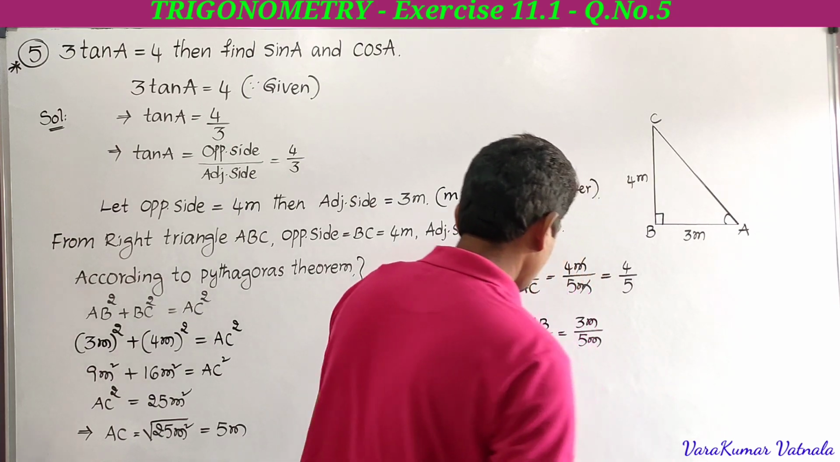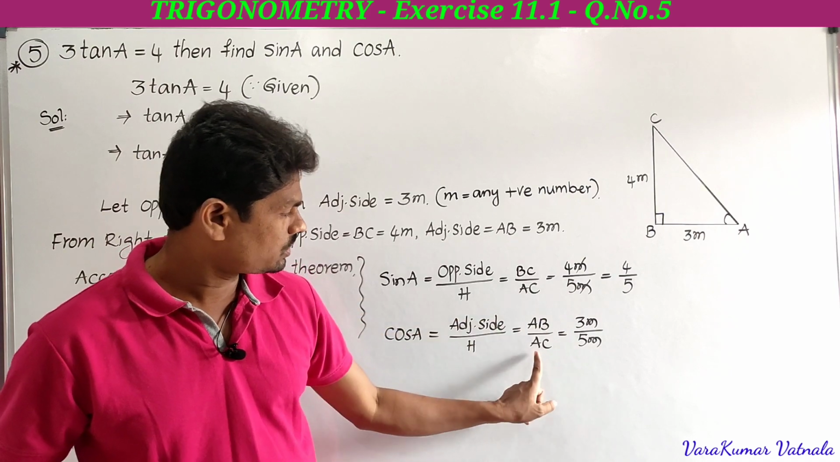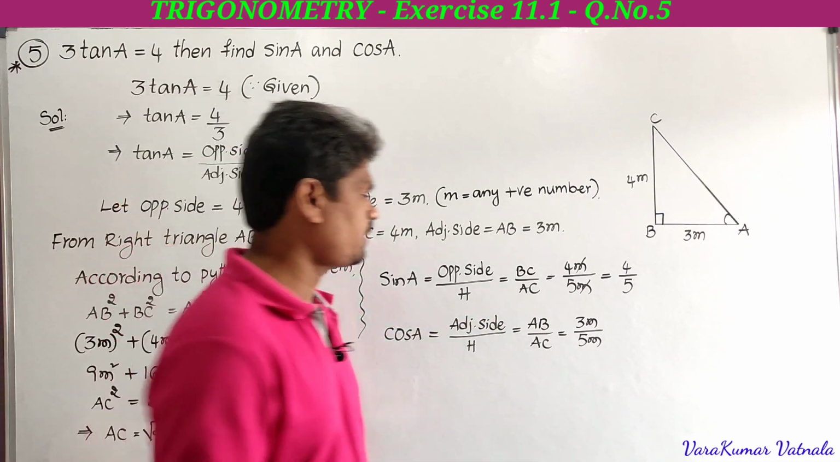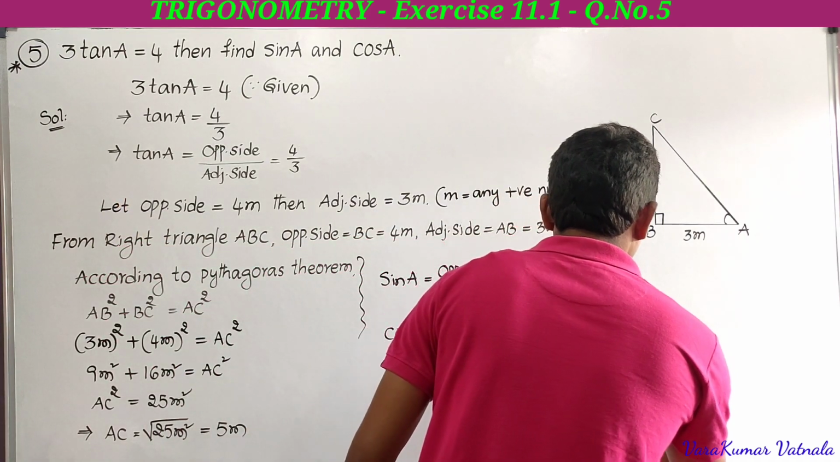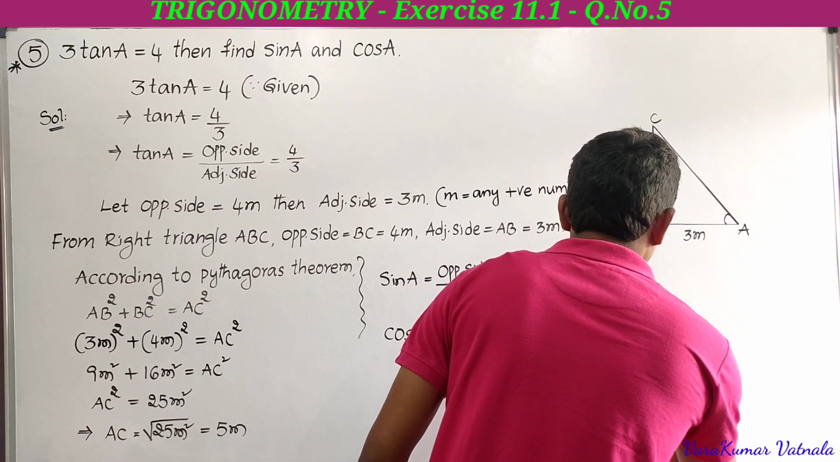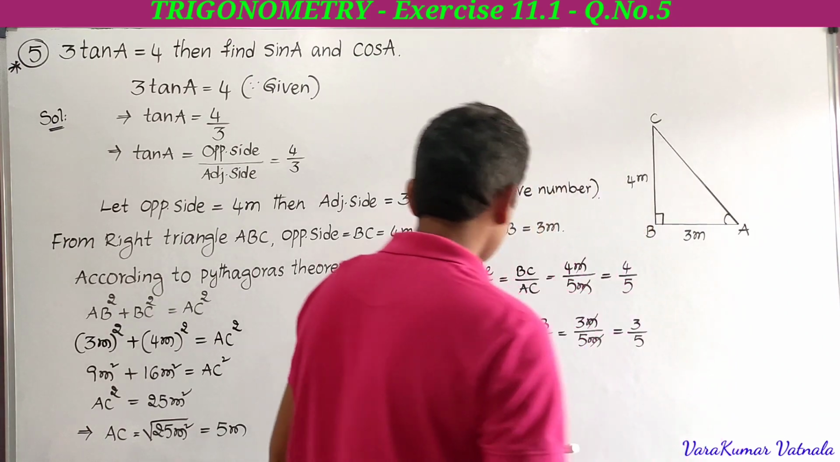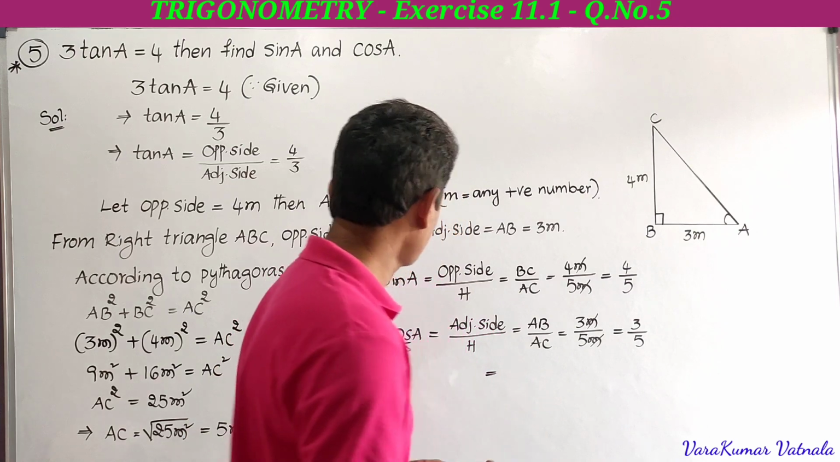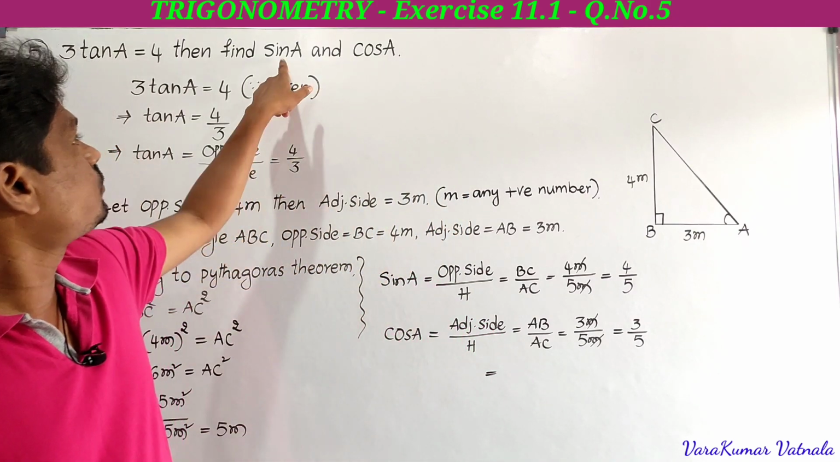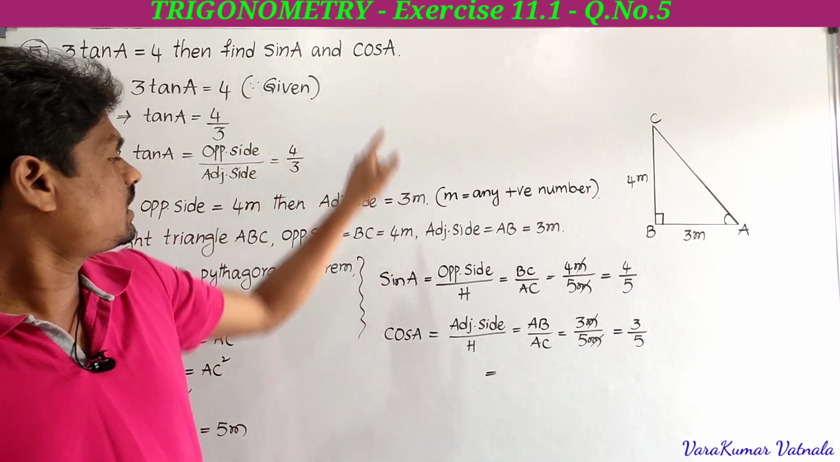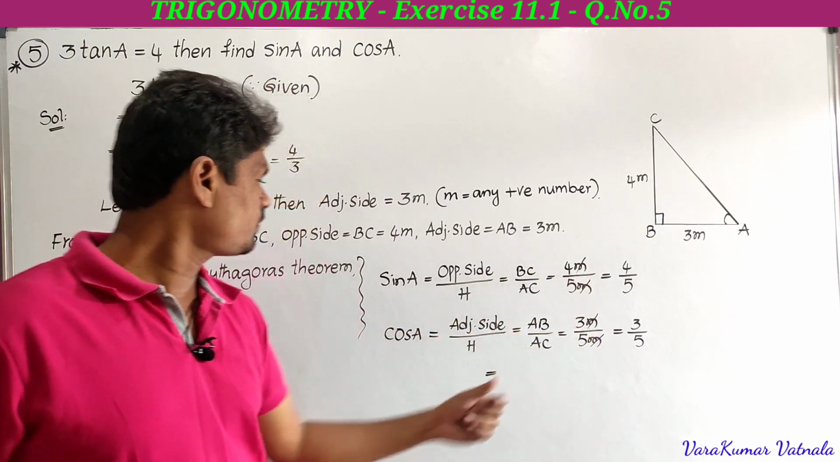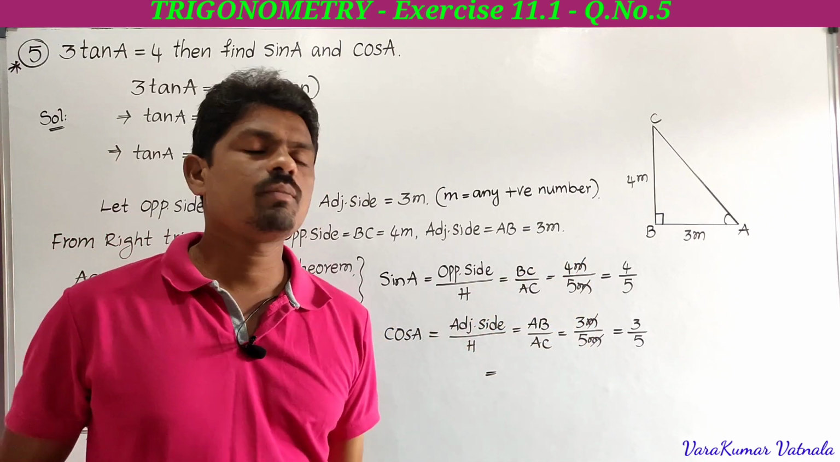So m gets cancelled, we get 3 by 5. So cos A is equal to how much? 3 by 5. So he is asking to find sin A and cos A. Sin A equal to 4 by 5, cos A equal to 3 by 5.